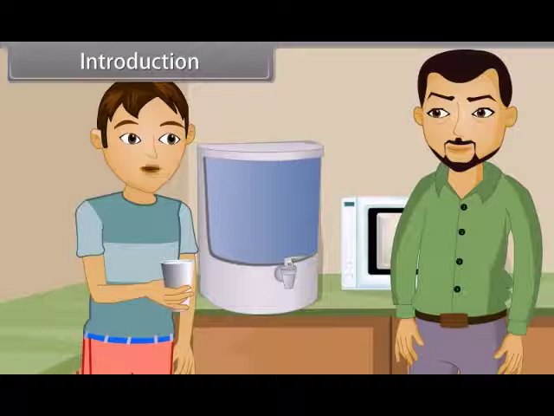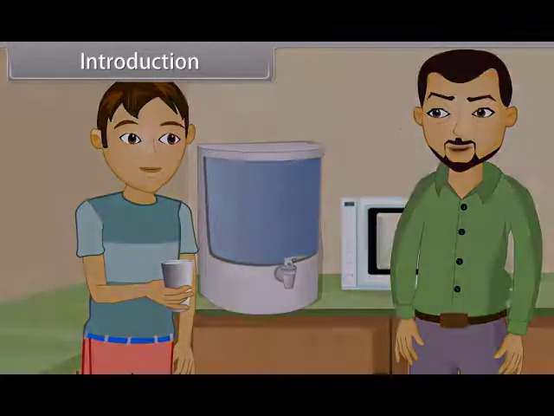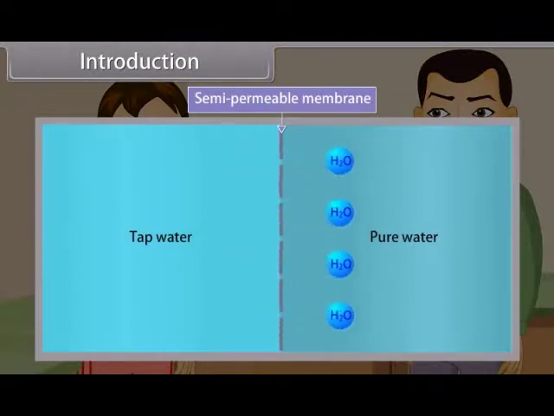Father, I want to ask you something about this. How does RO purifier work? Okay, son, I will tell you. It works on the principle of reverse osmosis.